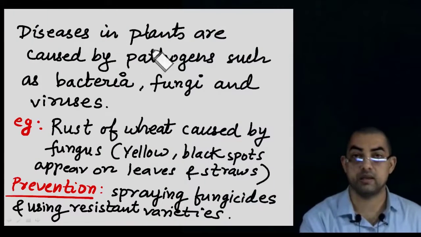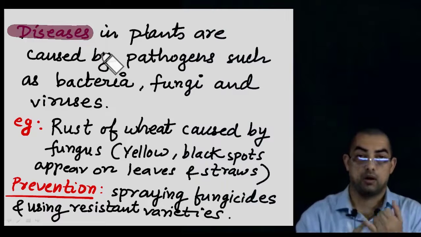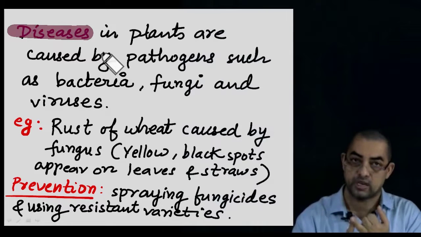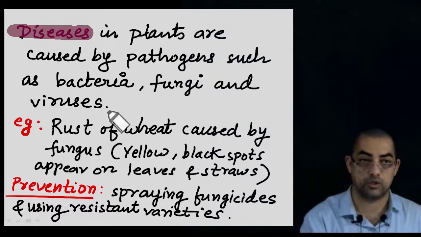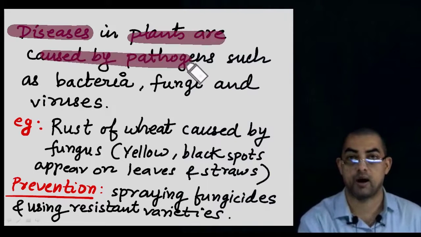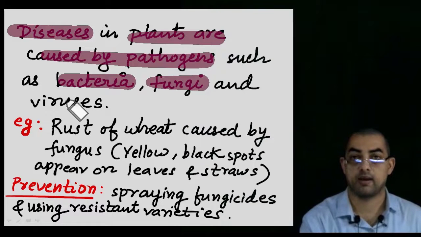Next, diseases in plants are caused by pathogens. This is the third category. We have seen about weeds, we also looked into insect pests, and now this is the third category: even plants suffer from diseases. Diseases in plants are caused by pathogens such as bacteria, fungi and viruses.